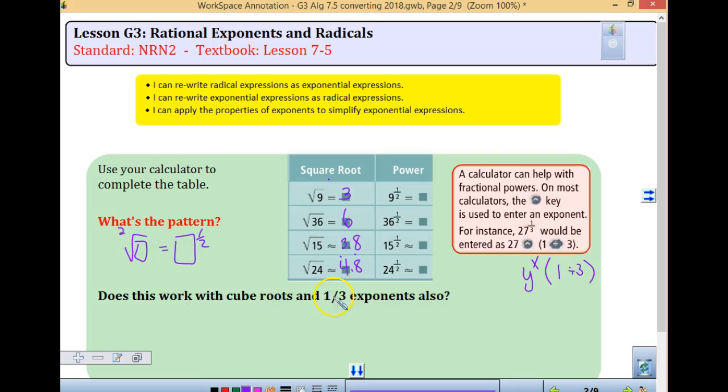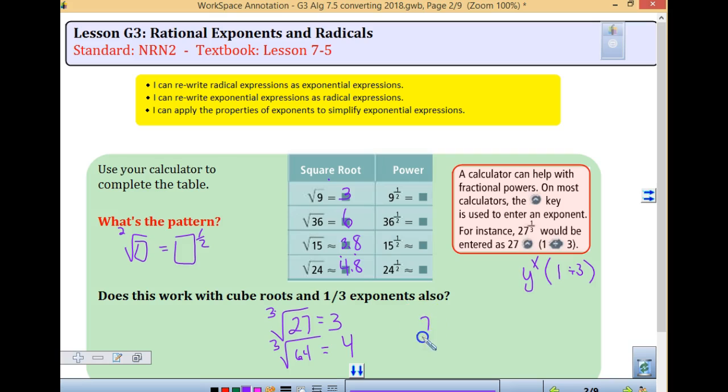So it says, does this work for cube roots and going with 1/3 if we are looking at it? So the cube root of 27, we know is 3. If you want to check the cube root of 64, we know the cube root of 64 is 4. Some of you did great on that memorized quiz. Some of you might want to do a retake on that.